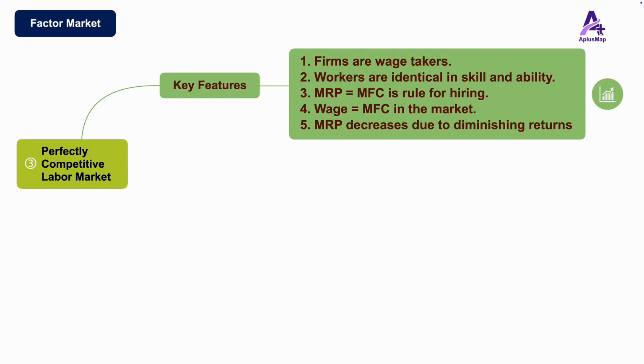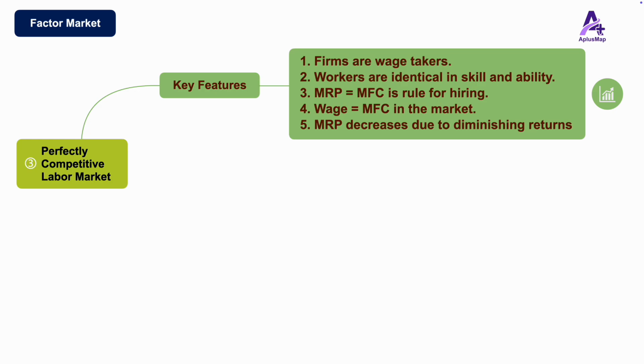Second, we assume workers are identical in skill and ability, which makes the model simpler. Third, the hiring rule is still MRP equals MFC. That holds true. Fourth, in this specific market, because firms are wage takers, the market wage equals the MFC. The cost of one more worker is just the market wage. And fifth, the firm's MRP curve slopes downward because of diminishing marginal returns. As you add more workers, eventually each additional worker adds less to output than the previous one. Okay, wage takers, identical workers, MRP equals MFC, wage equals MFC, and diminishing returns driving MRP down.